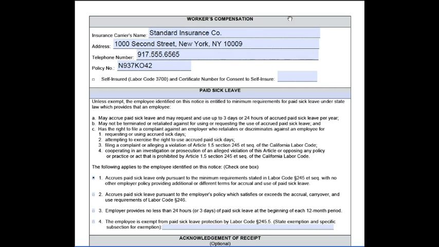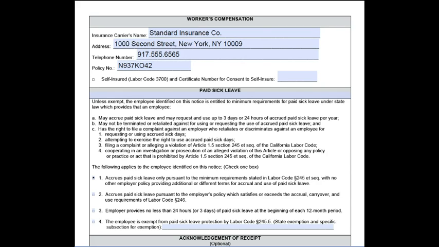The next section is information on workers' compensation. Provide your workers' comp carrier's name, their address, phone number, and policy number. If you're self-insured, also provide that information in this section. The next section refers to California's paid sick leave.